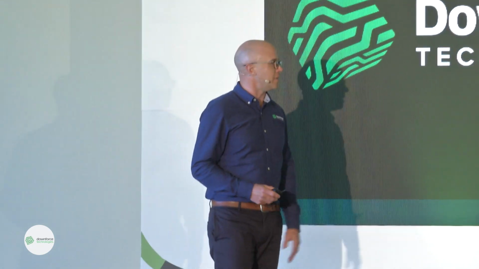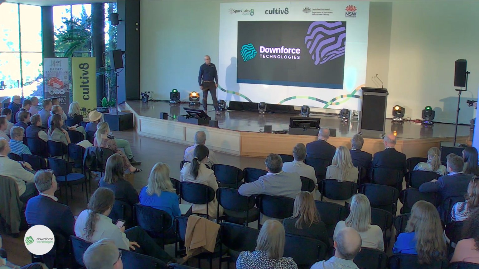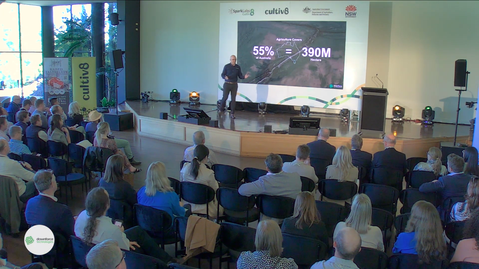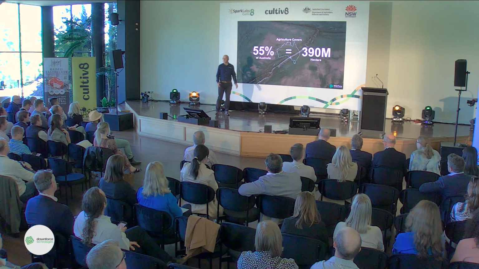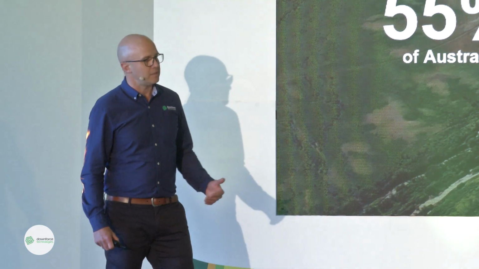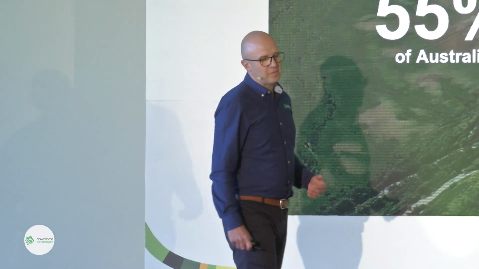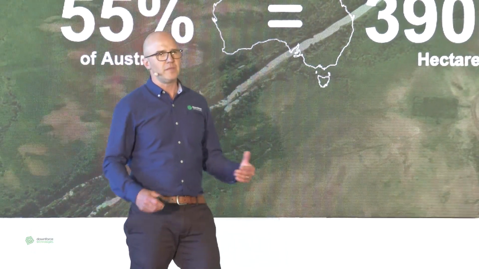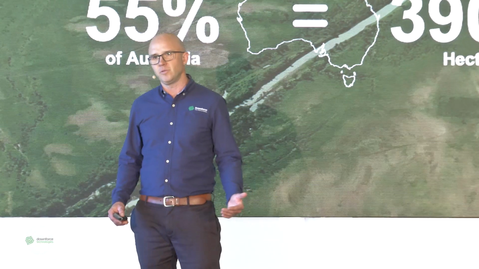So I'm just going to take a few minutes to give you a bit of an understanding of what Downforce does. We all know Australia is big and the numbers are massive around what agriculture covers. But there's more and more time and requirements being spent on reporting what our impact is on nature. There's requirements from the EU, from the UN, from local government, from suppliers, from retailers who are looking for this information. And it's time consuming and difficult to get consistent data out.